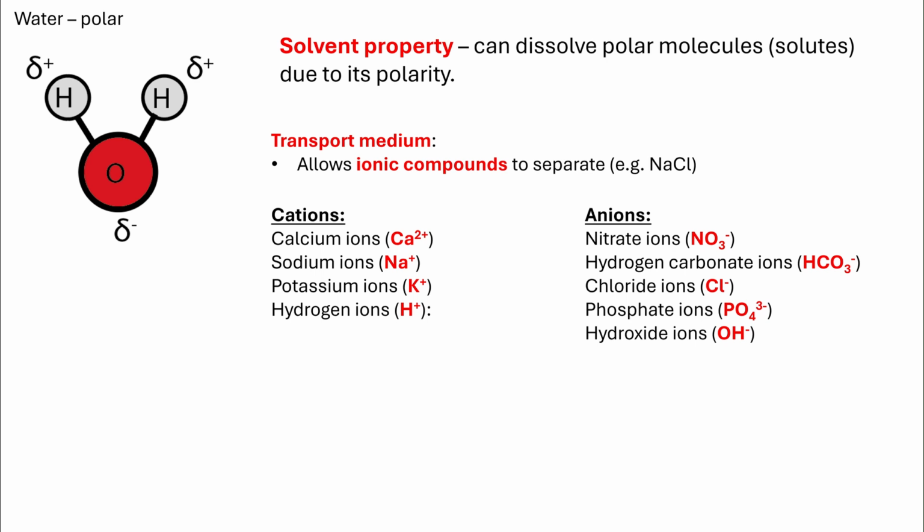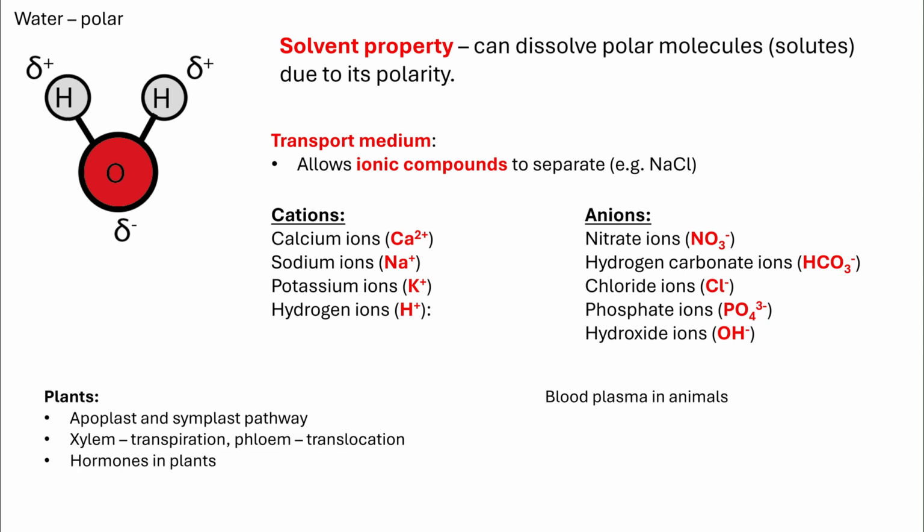So ionic compounds can actually be separated and then can be transported through water due to the fact that they have this polarity. So that positive side of the water will attract the negatively charged anions, and the negative side of the water molecule will attract the positively charged cations. So therefore it allows for ionic compounds to be separated and then allows for them to be transported.